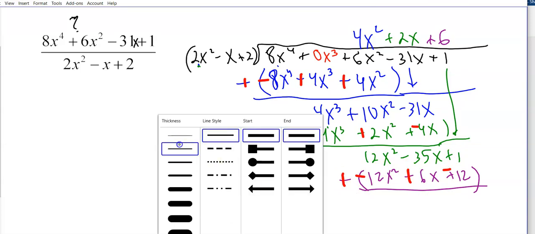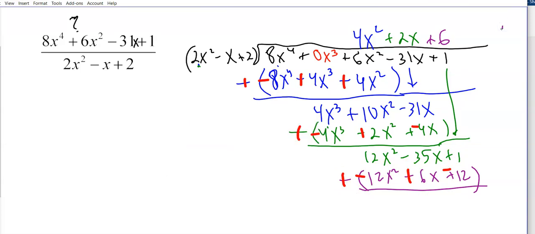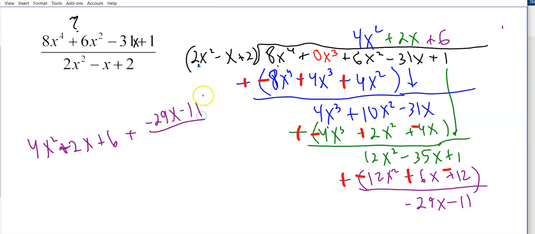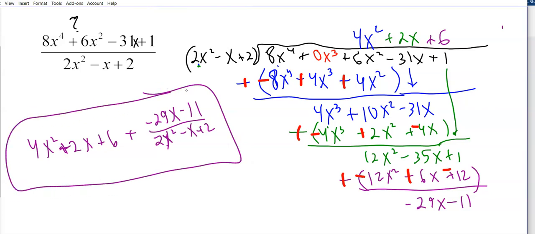Okay, let's see what happens. I think we're going to have a remainder. So negative 35 plus 6 is negative 29x minus 11. So my answer is 4x squared plus 2x plus 6 plus the fraction negative 29x minus 11 all over 2x squared minus x plus 2. And it's quotient plus remainder divided by divisor.